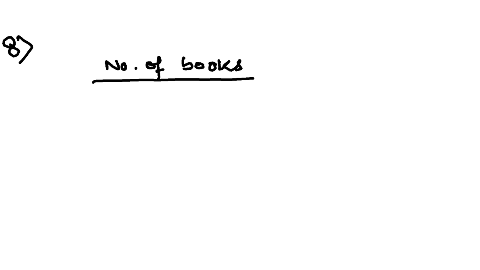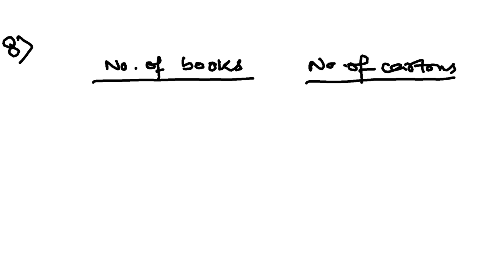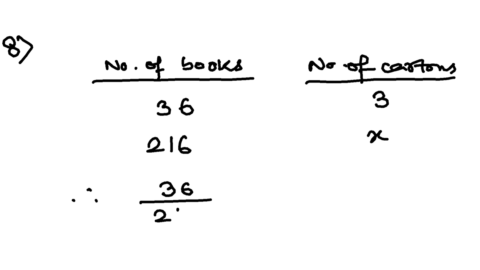This is very easy. They are saying 36 books can be packed in 3 cartons. So the first quantity is number of books and the second is number of cartons. Number of books 36, number of cartons 3, first condition. Now they are asking if there are 216 books, how many cartons? They are in direct variation, so I will apply the formula directly: 36 by 216 is equal to 3 by x.